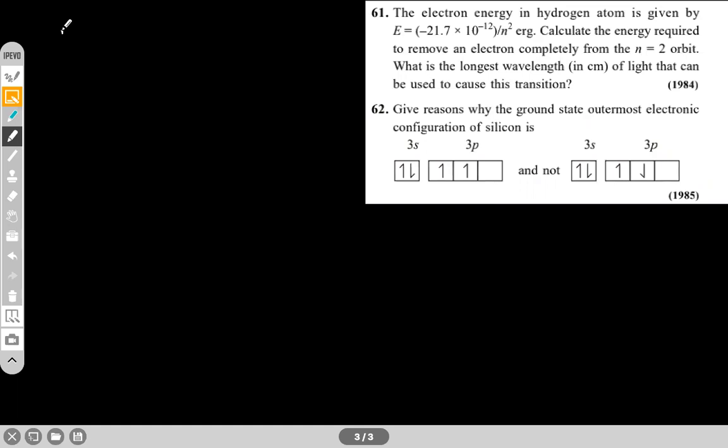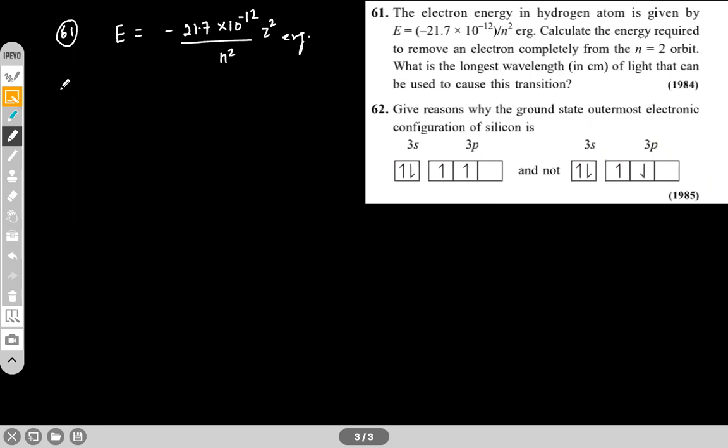The formula is given, hence the question becomes so much easier. Sometimes nowadays they won't give you the formula, so that also you have to memorize. So the formula is given: E equals minus 21.7 times 10 to the power minus 12 by n square erg. Actually, the formula is Z square by n square. So Z is 1, since it is a hydrogen atom, and the formula becomes this.